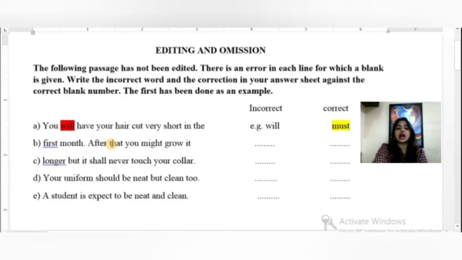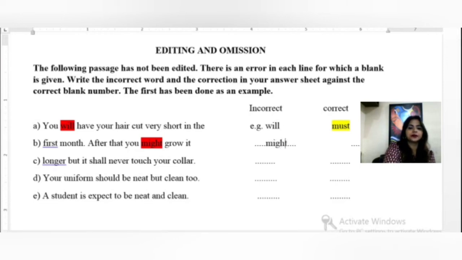Next sentence we will see: after that you might grow it. Now when you see you might grow it, the modal auxiliary might is given, which shows possibility, but not strong possibility. So in this case, the word might is the incorrect one, and the word that shows strong possibility is may. So the correct word will be may. Then we will read the passage again. After that, you may grow it longer, but it shall never touch your collar.